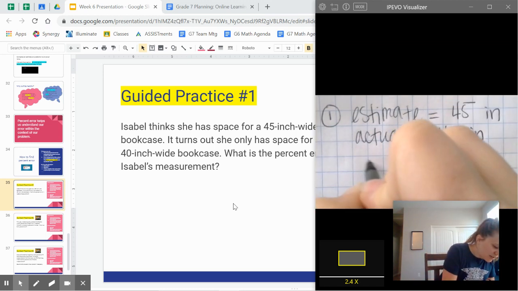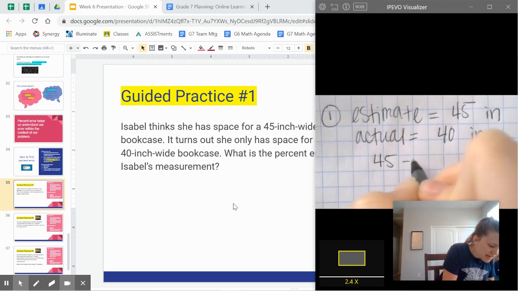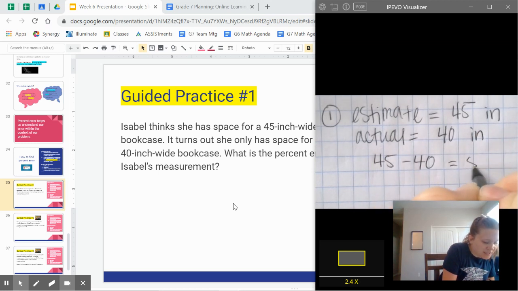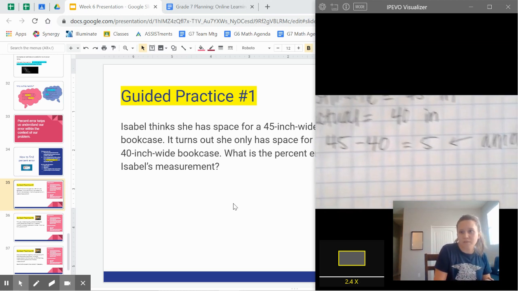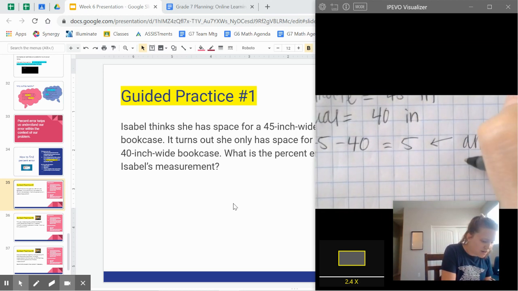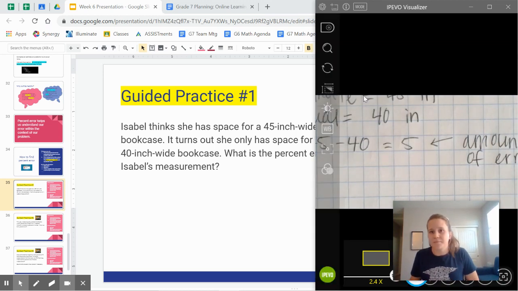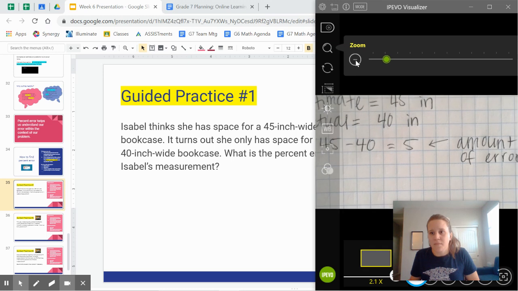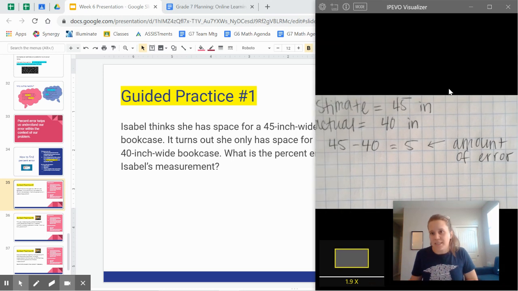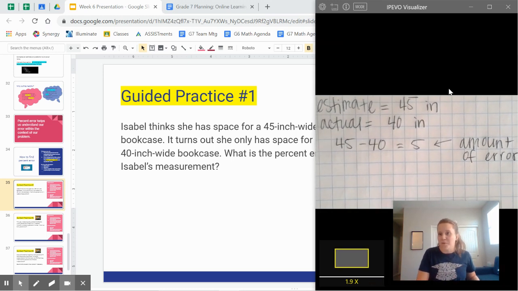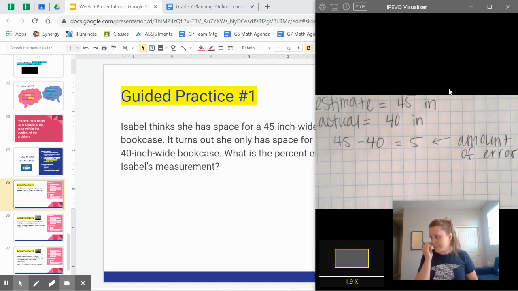Okay, so let's find 45 minus 40. Of course, that's 5. And I'm going to label this the amount. Oops, I'm just going to write amount of error. Okay. Again, I know you don't have to write that in order to solve it, but it's going to help you remember that procedure. So please write it down.